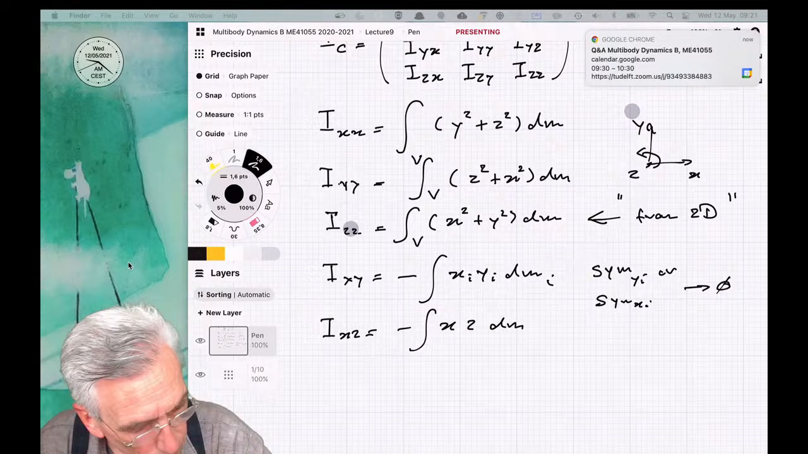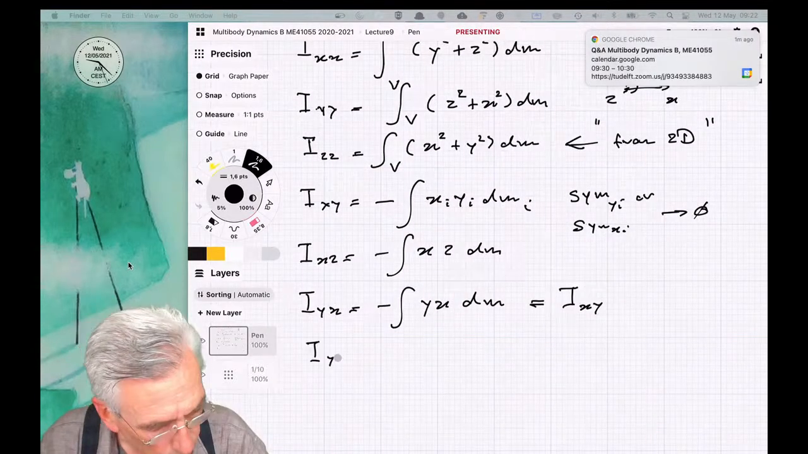That's interesting. Iyx is then minus the integral of yx dm. But I already had xy dm, and that's just a difference in order, and they're scalars, so that should be identical. Ergo, this matrix is symmetric. That's interesting. So the mass moment of inertia matrix, in this case, is symmetric. And then the last one, well, you can cook that up, right? Iyz is then minus the integral of yz dm.